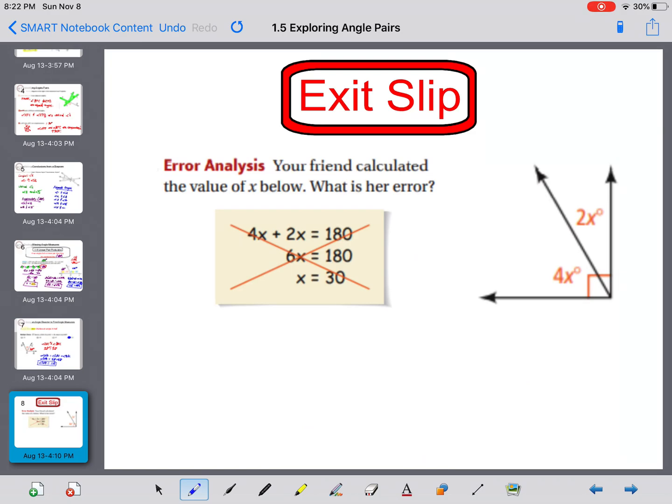Okay, your exit slip. It says your friend calculated the value of x below. What is her error? So I see your large angle. I see this box in the corner here, which means something very significant. And they started to solve. So she put 4x plus 2x equals 180, combined her like terms, and divided by 6 and found x equals 30. Write why she's incorrect, and then show me the correct formula and the value of x.